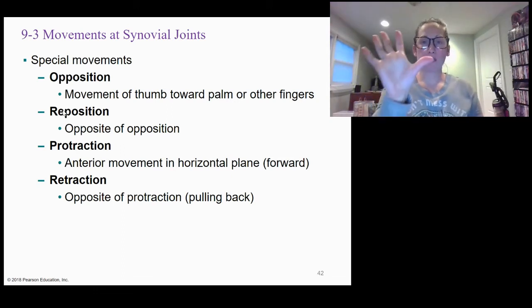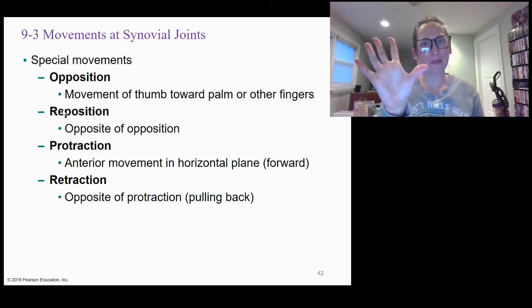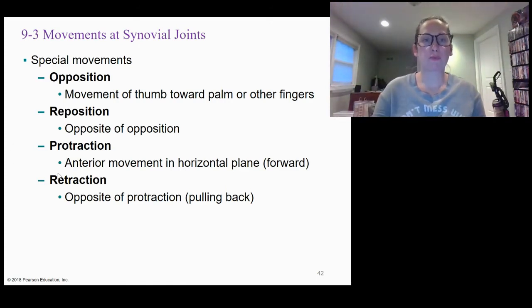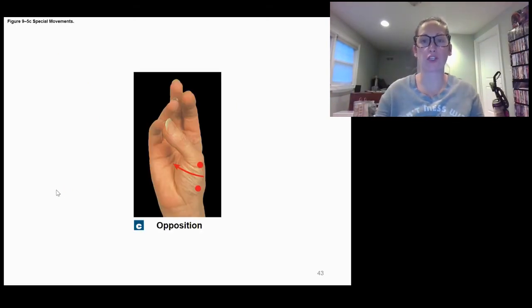We have opposition. So that's one of the cool things that our thumb can do, moving our thumb all the way across our palm. And then we can reposition it by bringing it back. Then we have protraction and retraction. That is a pulling forward and a pulling back. So usually we talk about that with our jaw.